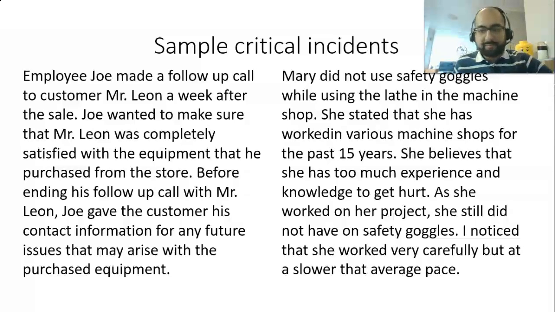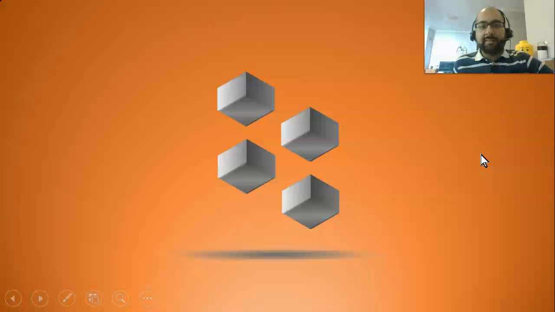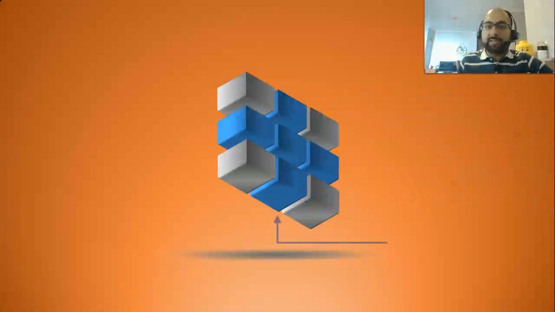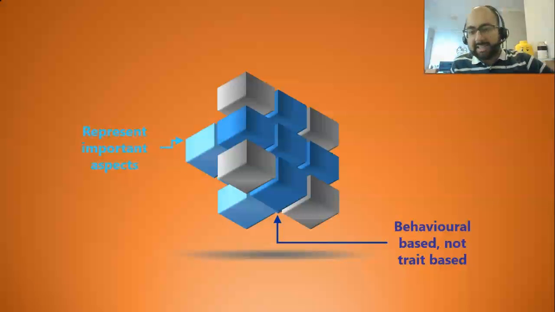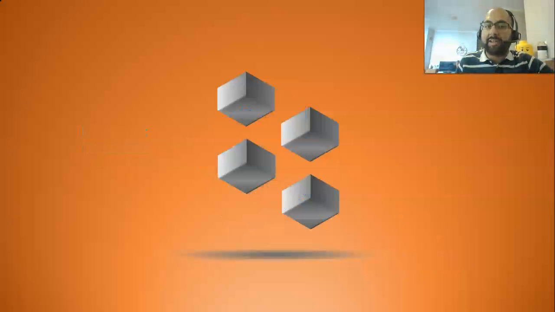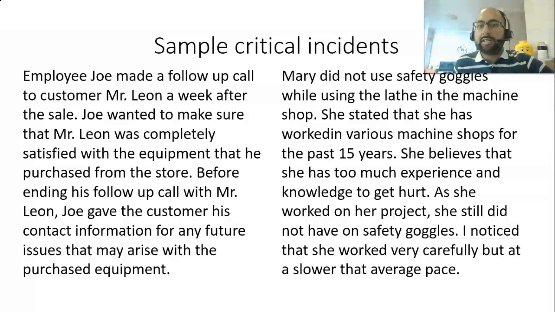So the goal is to create things like that for the job at hand, and use that to work out the job analysis. One thing about the critical incidents class is that these are about behaviors, not traits. Let me restate. What we want here is not to say that Mary is sloppy or Mary is careless. We don't want to use adjective descriptions of Mary. We want to say what Mary did.